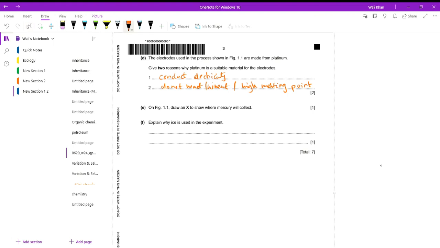Explain why ice is used in the experiment. Yes, for condensation. I have written it in a short phrase, for condensation. It will condense the gas so that it can be collected.